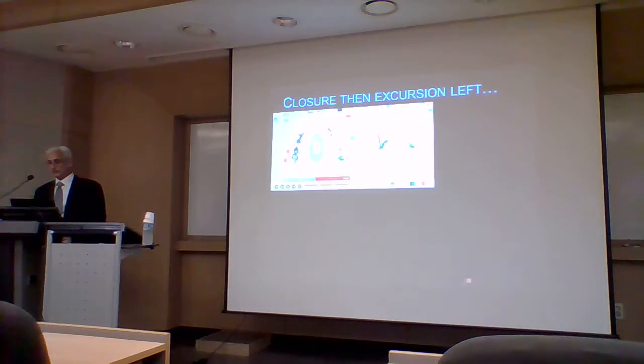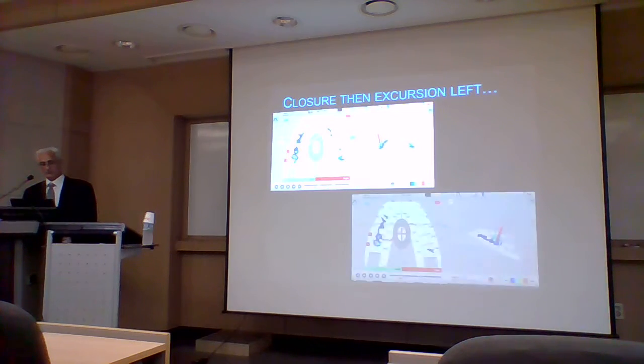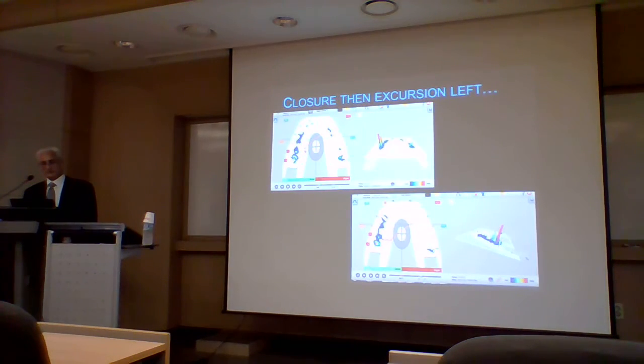So here's an example of a patient first closing on some implants and then sliding left in the same recording. So this is where they close, here they slide left, and in both circumstances, the left implants are under extreme load. Extreme force.